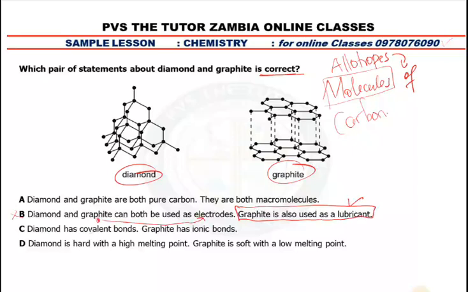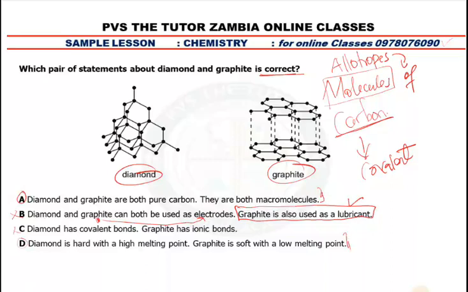C says diamond has covalent bonds while graphite has ionic bonds. Well, they are all made up of carbon, and that means all bonds are covalent. So that's out. D says diamond is hard with a high melting point, graphite is soft with a low melting point. Yes, this is true. Even A is also true. So depending on your answer, A or D, they are okay. So A is okay, even D is okay, based on what your marker decides. But as me who's answering this question with you, A and D are both correct.